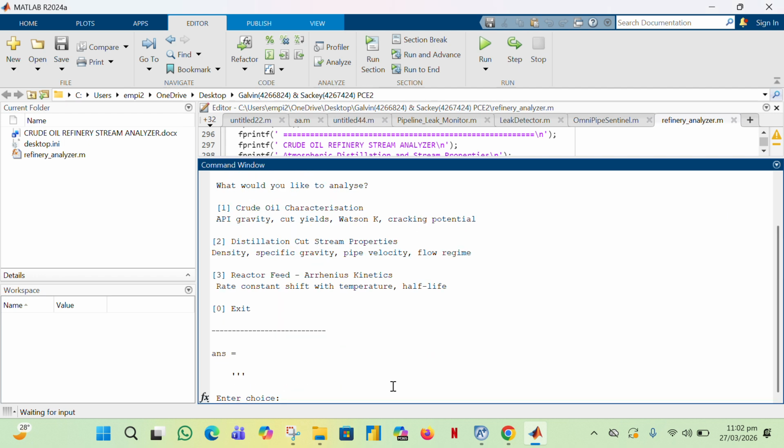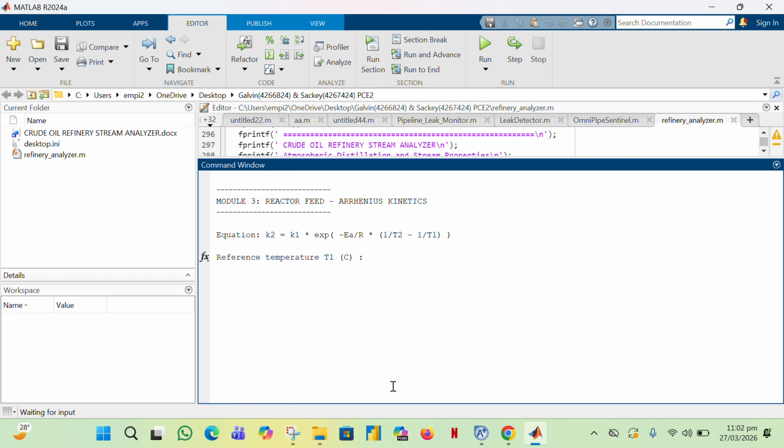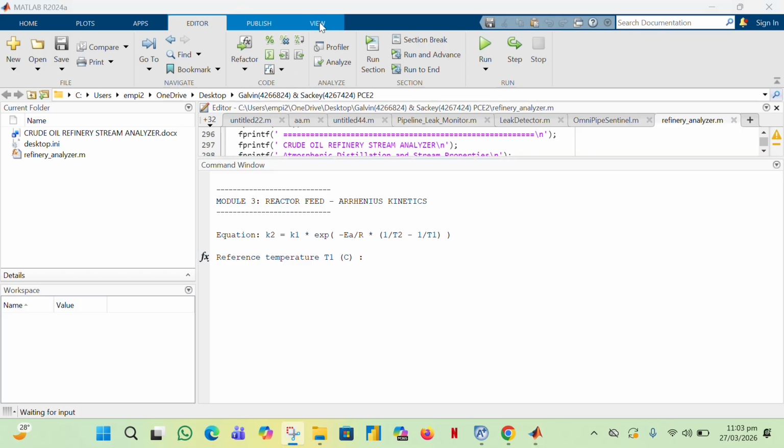So we are moving to Model 3. We input 3 to move there. So finally, Model 3: reactor feed Arrhenius kinetics. Before sending any petroleum fraction into a reactor, the engineer needs to know how the reaction rate changes with temperature. This uses one of the most important equations in chemical engineering, the Arrhenius equation. It shows us the equation here. This is the equation.